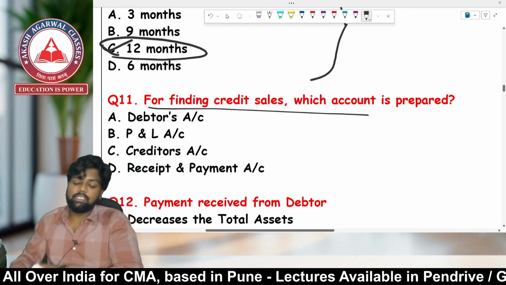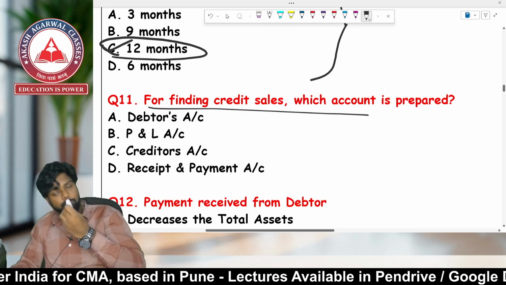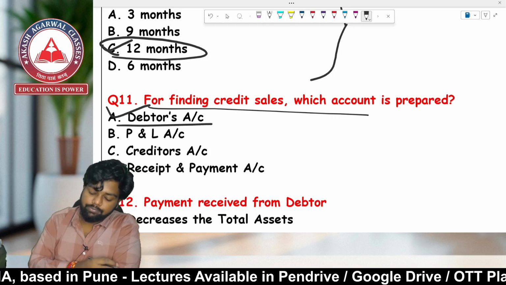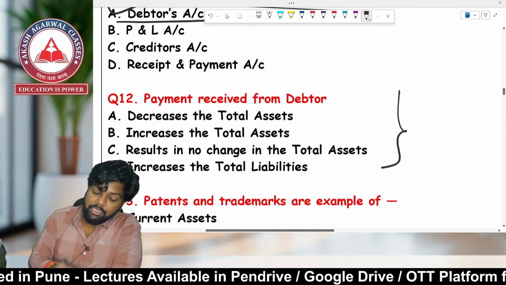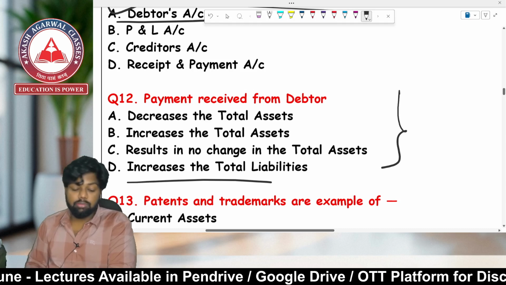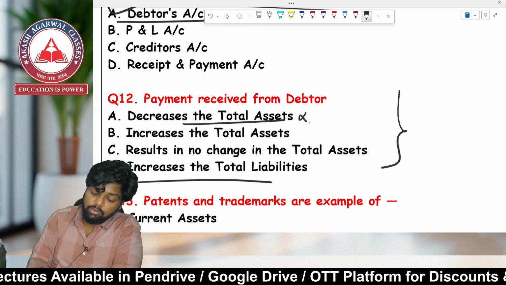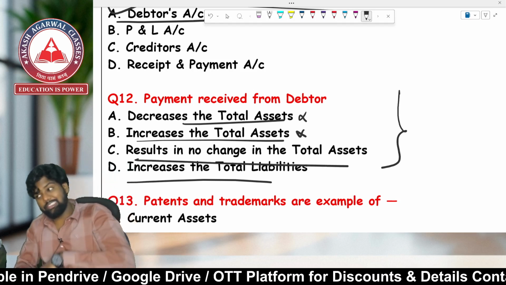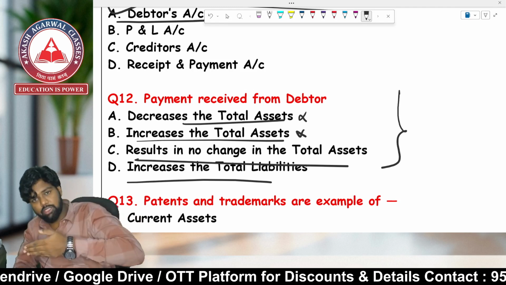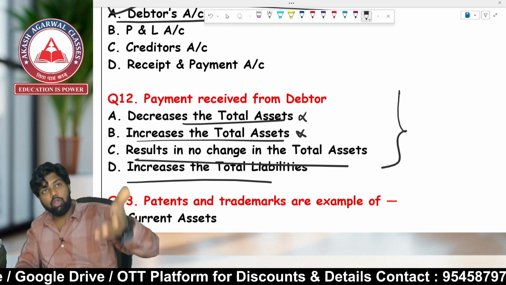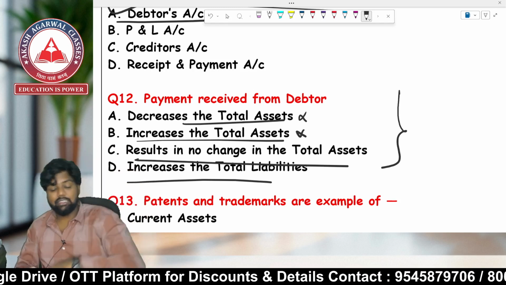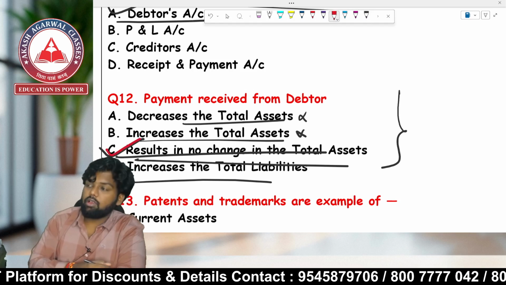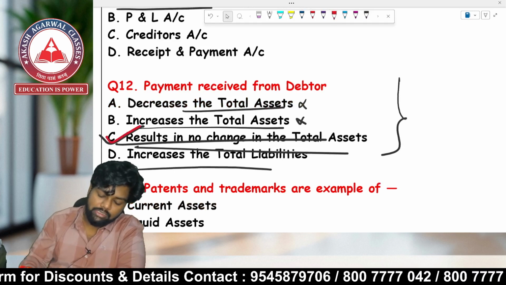For finding sales, which account is prepared? To find out credit sales, we have to prepare debtors account. Very important: payment received from debtors decreases the asset? No. Increases the asset? No. Result in no change? Yes, result in no change, because cash comes in and debtors balance goes down. So asset is increasing and asset is decreasing. Option C: result in no change in the total asset.